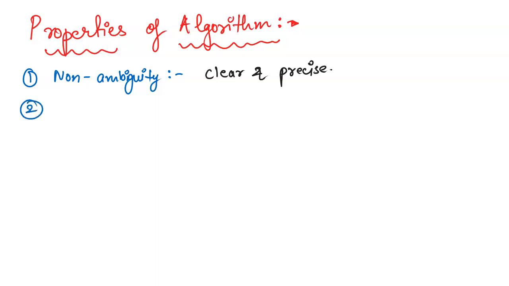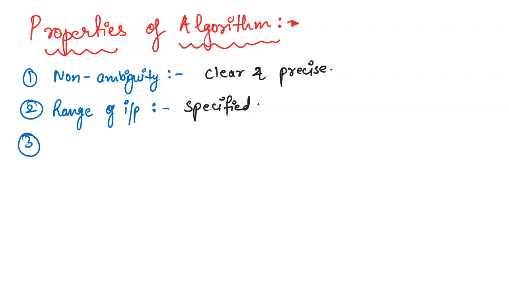Now let us see the second property of algorithm, that is range of input. So in this property, the range of input should be specified. This is because normally the algorithm is input driven, and if the range of the input is not specified, then the algorithm can go into an infinite state.